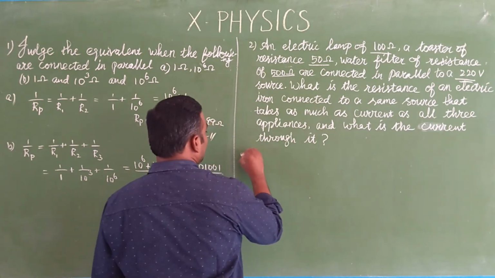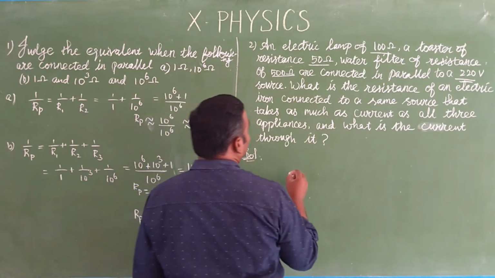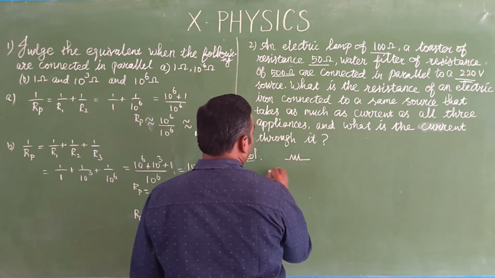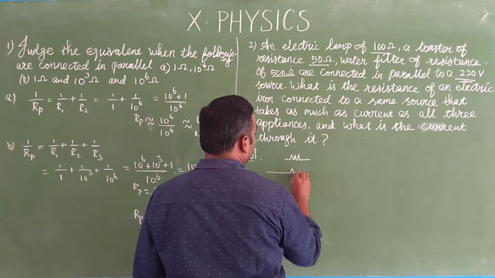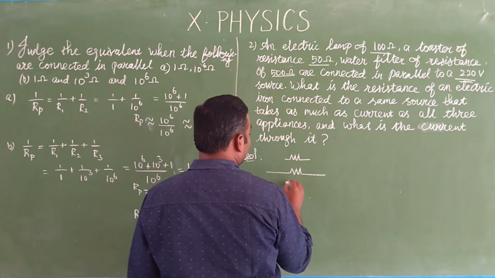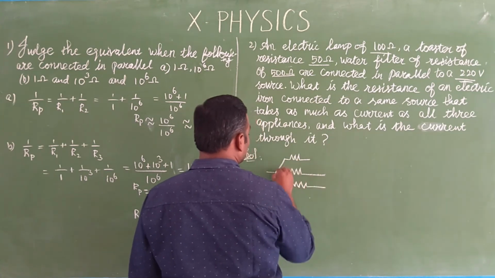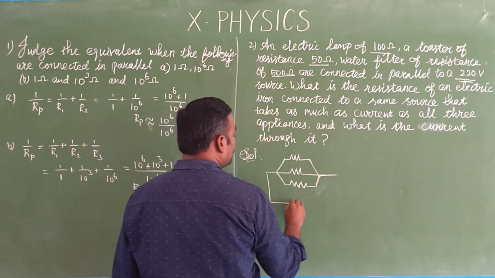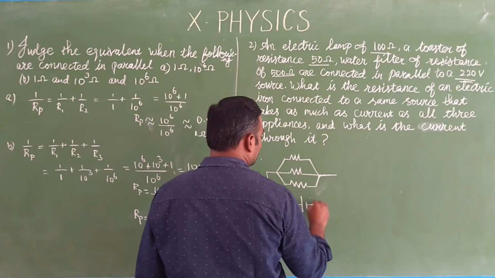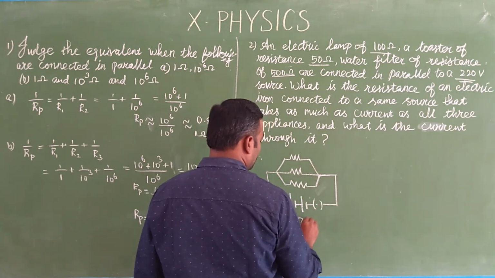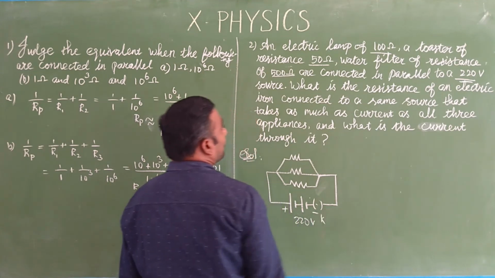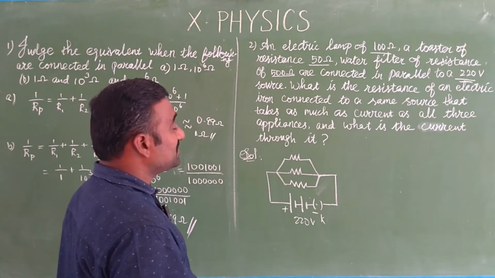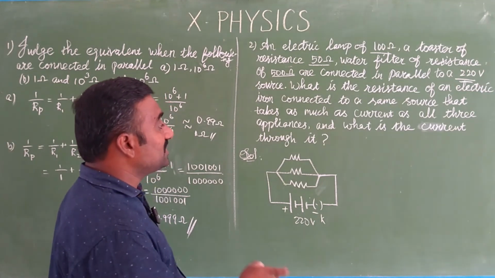So first we'll draw the circuit diagram. What are the 3 components? An electric lamp, and then a toaster, then a water filter. So all these components are connected in parallel with a 220 volt source. Okay. What is the resistance of an electric iron connected to the same source that takes as much current as all the 3 appliances, and what is the current through it?